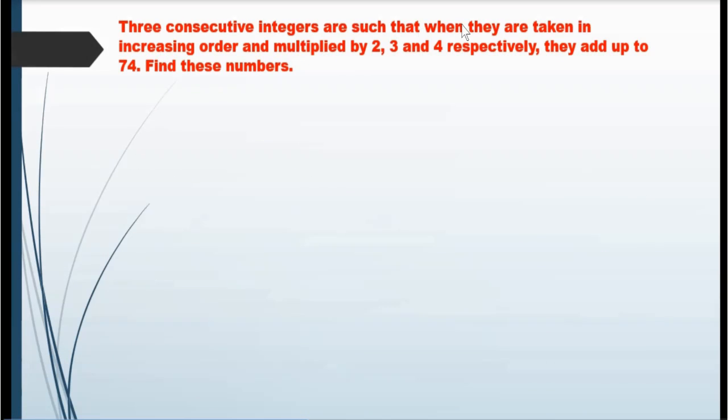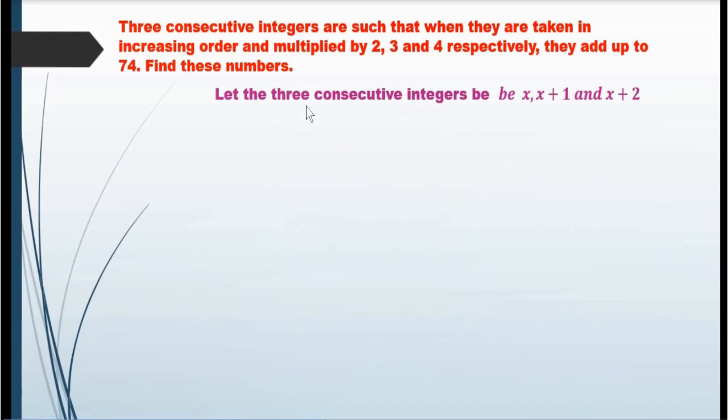Three consecutive integers are such that when they are taken in increasing order and multiplied by 2, 3 and 4 respectively, they add up to 74. Find these numbers. As you know, the consecutive numbers are x, x plus 1 and x plus 2. How do we get it? We always add 1 to the previous number to get the consecutive number. So the second one will be x plus 1, and for the third one you add 1 to x plus 1, you get x plus 1 plus 1, that is x plus 2.